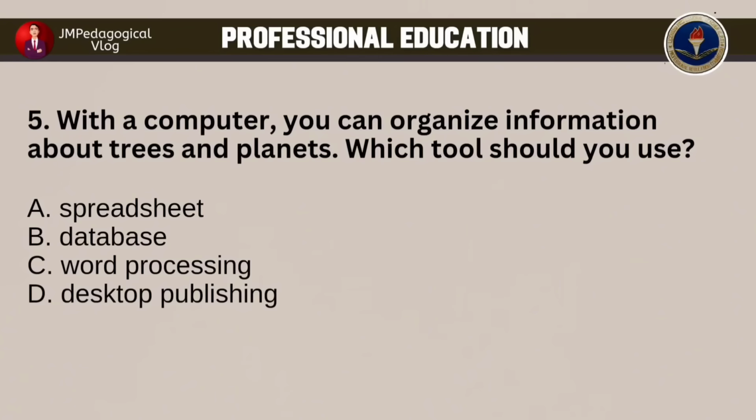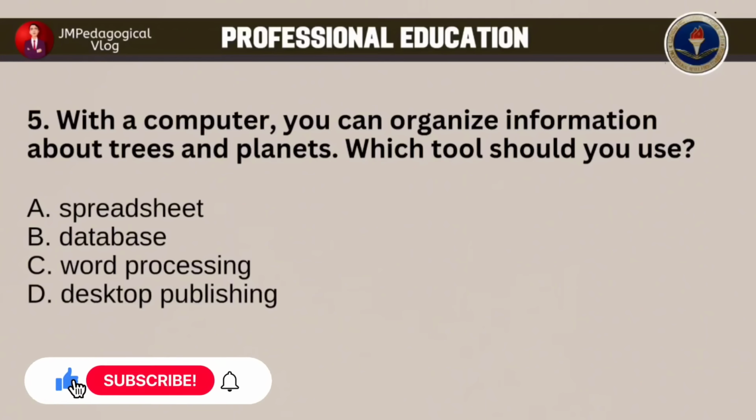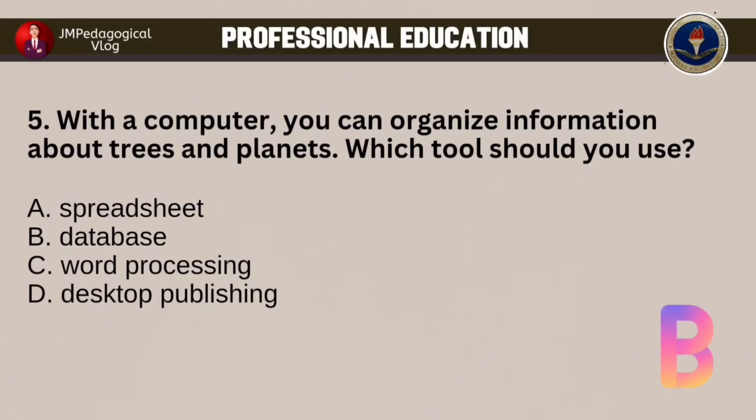5. With a computer, you can organize information about trees and planets. Which tool should you use? A. Spreadsheet. B. Database. C. Word processing. D. Desktop publishing. B. Database.